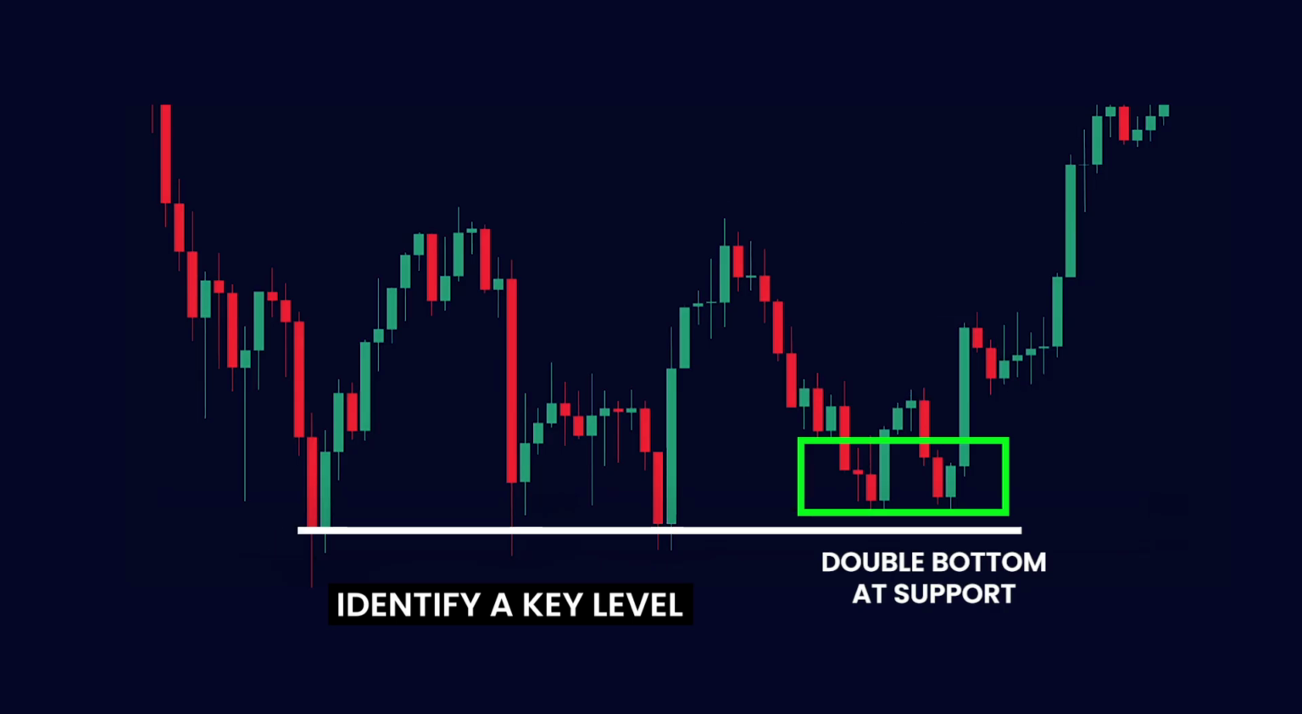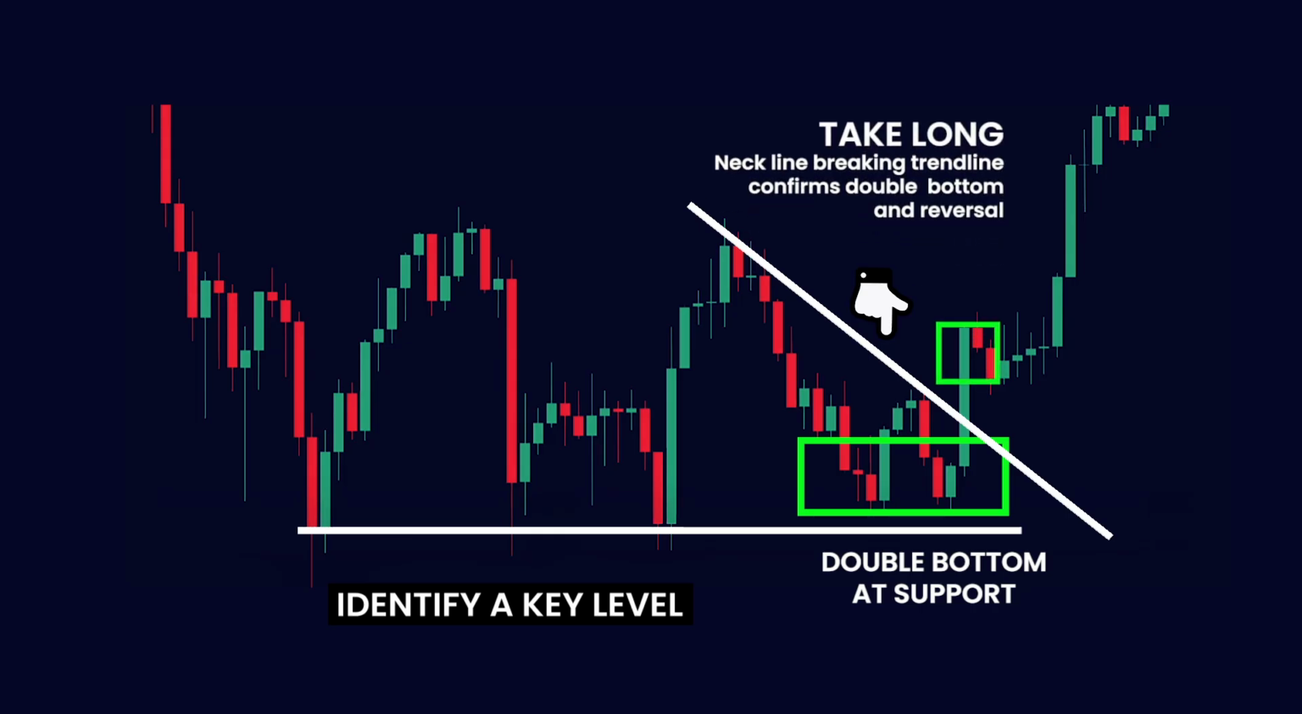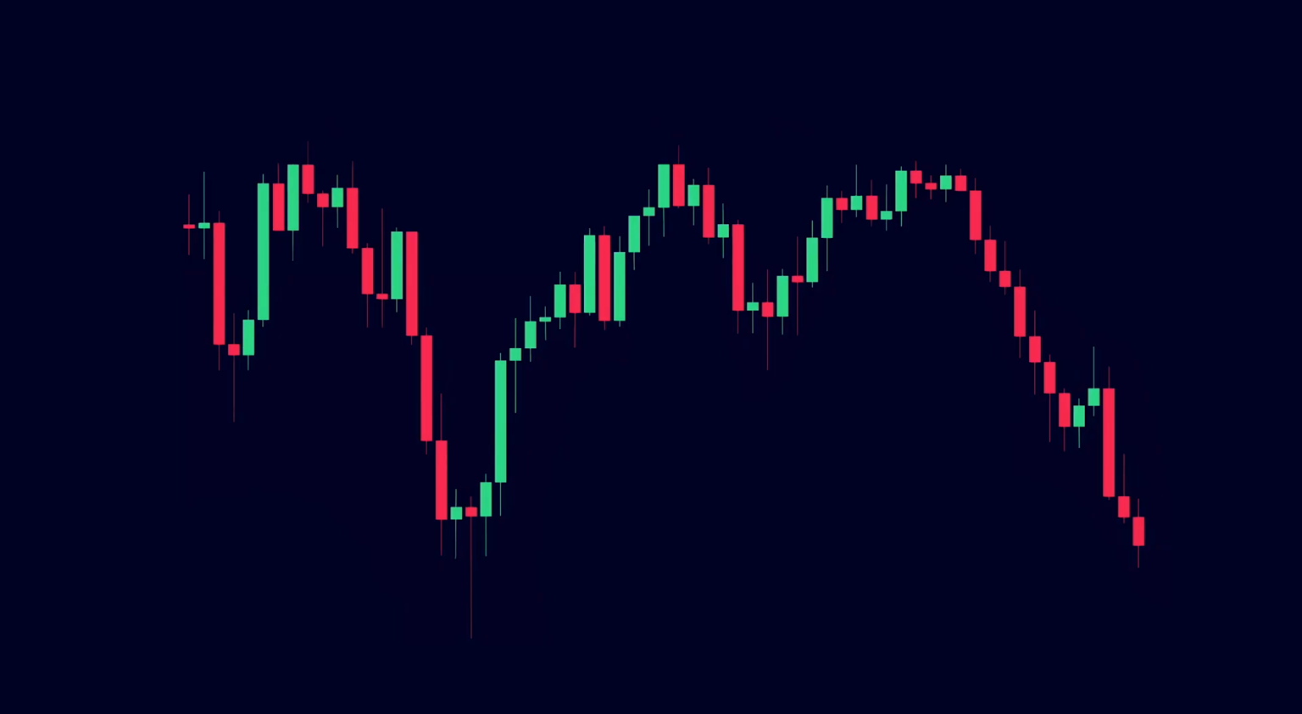Another confirmation method is to use a trend line connecting swing highs. Once price breaks above the trend line, that's another sign of reversal. Now, let's see how this works in a downtrend.